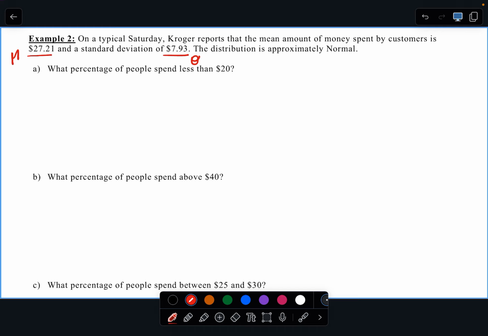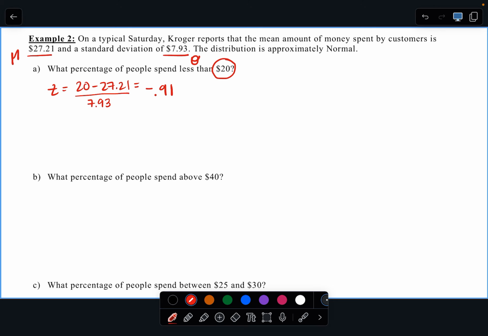So I'm going to do my value, which is $20, minus my mean, which is 27.21, all over my standard deviation, which is 7.93. And so that's going to give me a z-score for this particular value that I'm interested in. So 20 minus 27.21, divided by 7.93. And if I round this to 2 decimal places, I'm going to get negative 0.91.